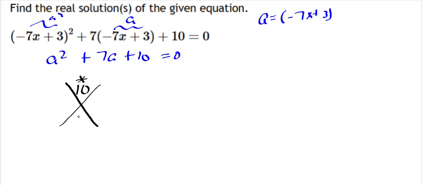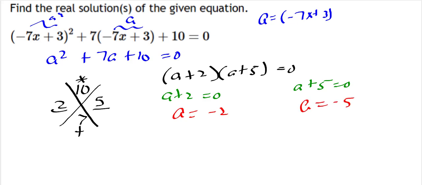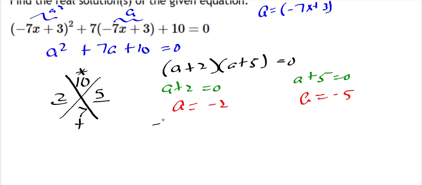Factors of 10, what multiply to give me 7, well, you know that's 2 and 5. So I got a plus 2 and a plus 5 equal to 0. So here we go. A plus 2 equal to 0 and a plus 5 equals 0. So a equals negative 2 and a equals negative 5. But we got to go back. A is negative 7x plus 3. So let's substitute that back in.